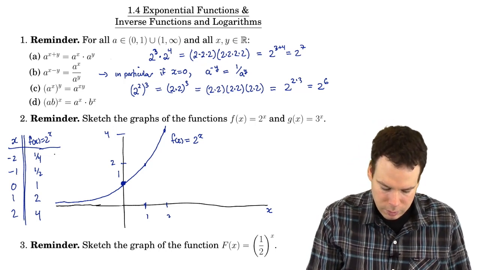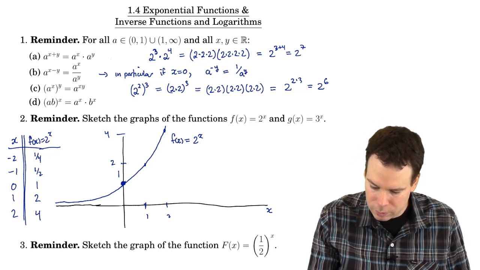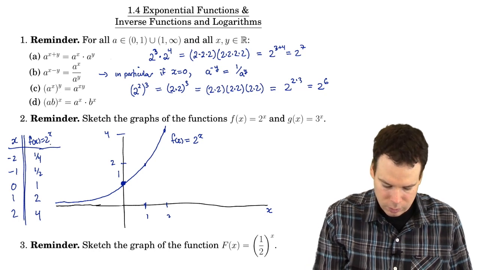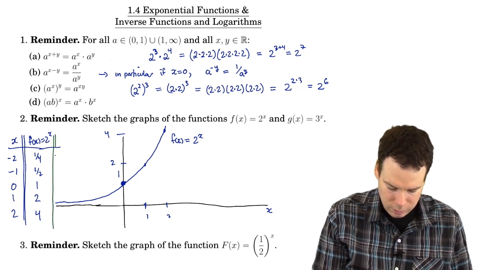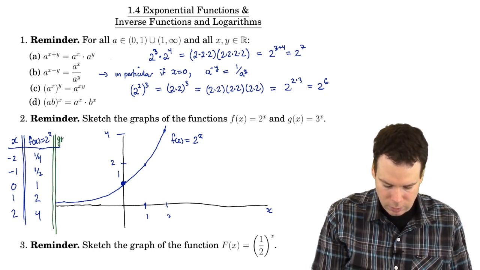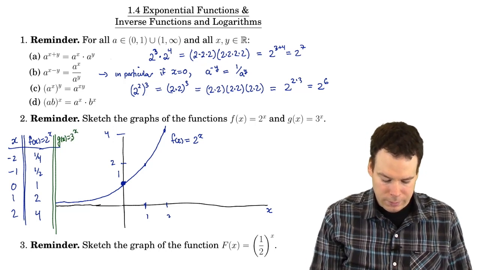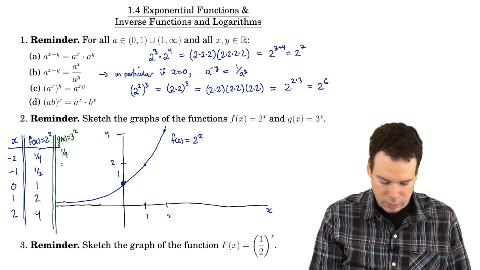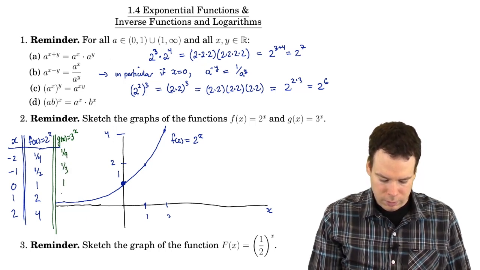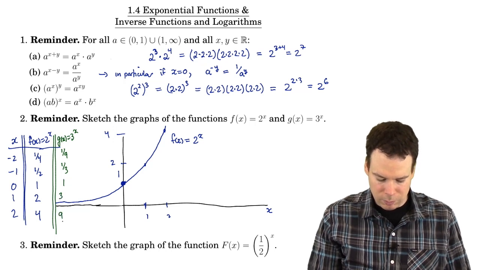What about the next bit? Well, that was this g of x is equal to 3 to the x. So g of x is 3 to the x. 3 to the negative 2, that's 1 over 3 squared, or 1 over 9. This is 1 over 3. 3 to the 0, that's still 1. This becomes 3, and this becomes 9.